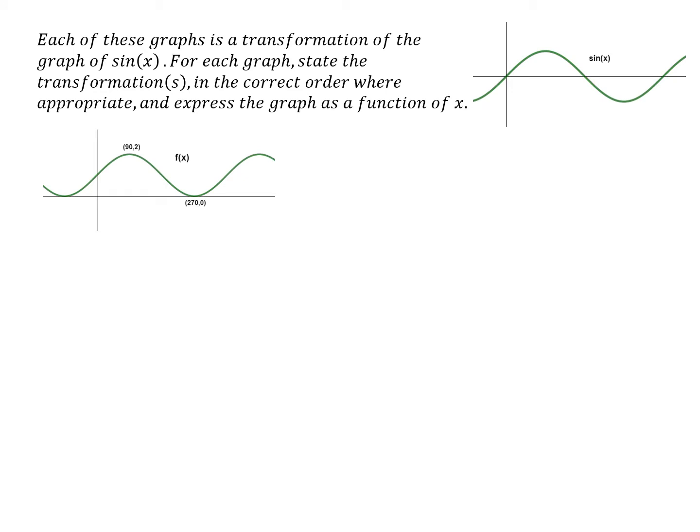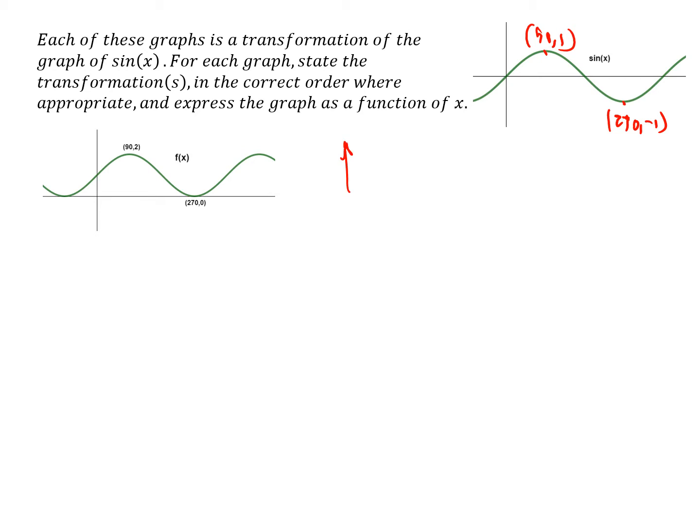So there's f of x. So what's happened is that the point here, which would normally be at 90 degrees and 1 up, has the y value increased by 1. This point here, 270, minus 1, has also had the y value increased by 1. So effectively the graph of sine x has been shifted up by 1 unit.